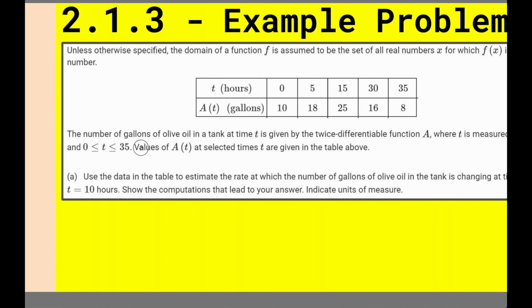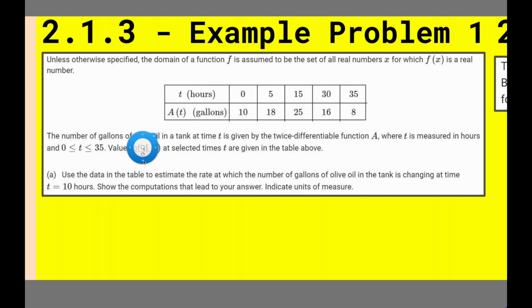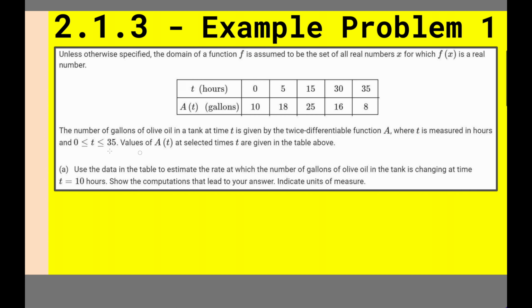Let's actually do an example that's not already worked out so we can get a further understanding of this concept. It says, unless otherwise specified, the domain of the function is assumed to be the set of all real numbers x for which f of x is a real number. So just saying that it's defined everywhere doesn't really matter too much.